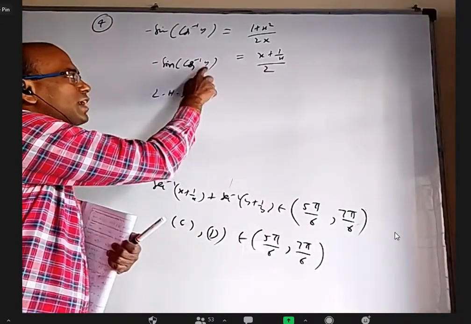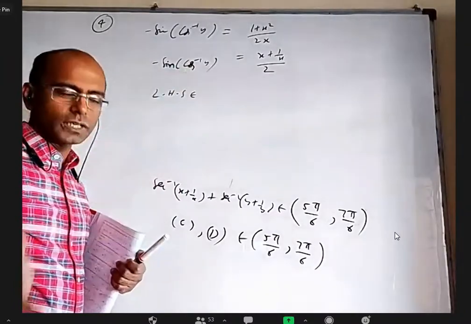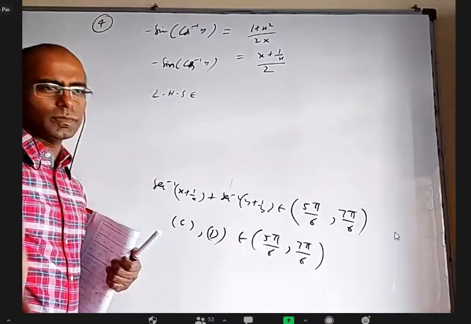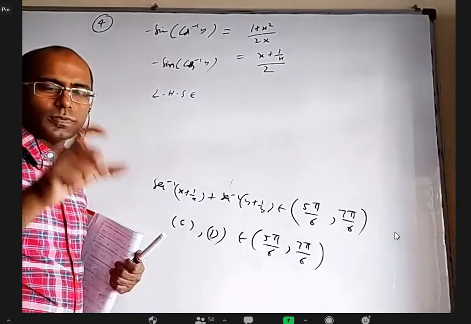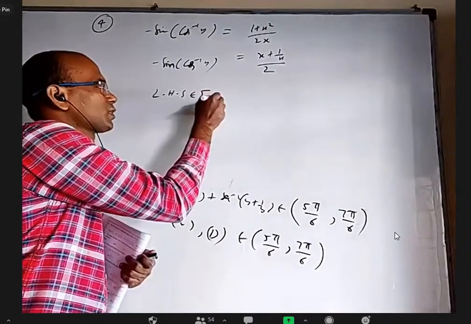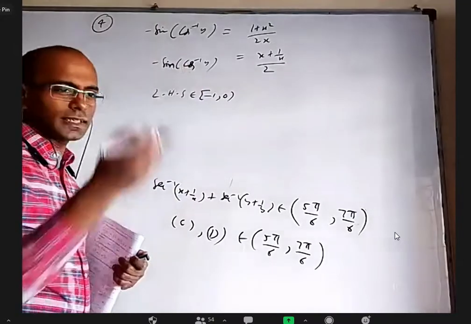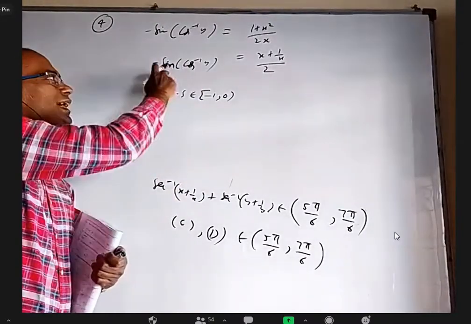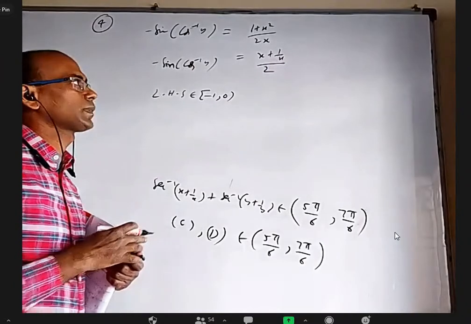Cos inverse y is between the closed interval 0 to pi. You take anything between 0 to pi, first and second quadrant, sine is positive. So it is between 0 to 1. With a minus, it will be negative. So it will be minus 1 to 0. Okay. Because cos inverse y doesn't cover the third or fourth quadrant, sine cannot be negative and minus of that cannot be positive. So LHS is this.